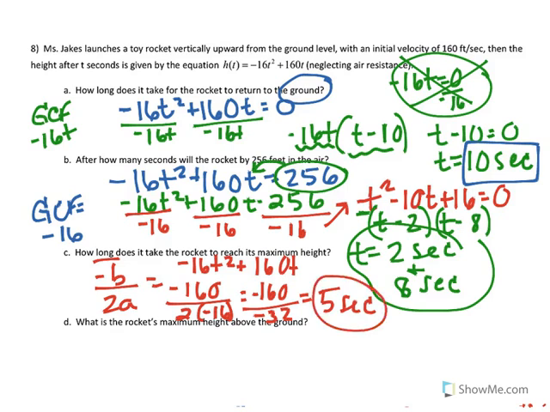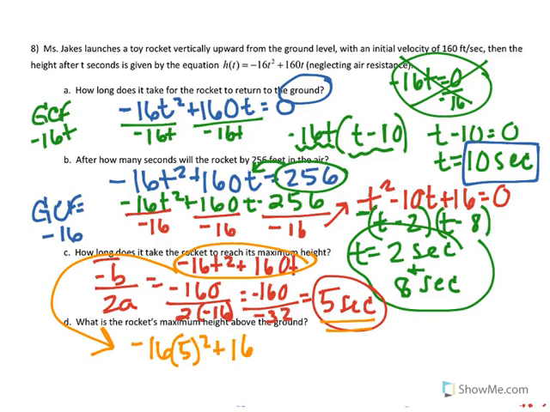And then the next one is what is the rocket's maximum height above the ground? So all we're doing is we're taking this equation, and instead of putting a t in, we're just plugging in what we got for our answer. So negative 16, and then we're going to plug in 5 for our t's. And then we get 400 feet.